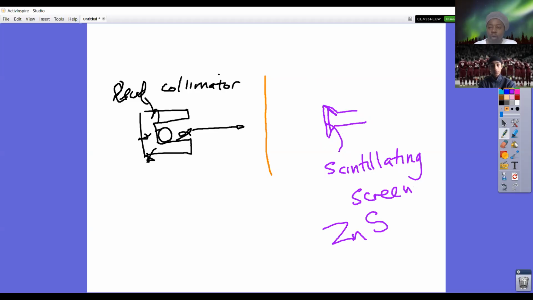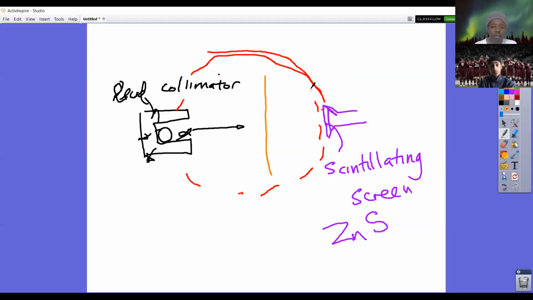And what they did was they rotated this detector around the foil. That's the kind of radius they rotated it around. And what they found was rather startling.